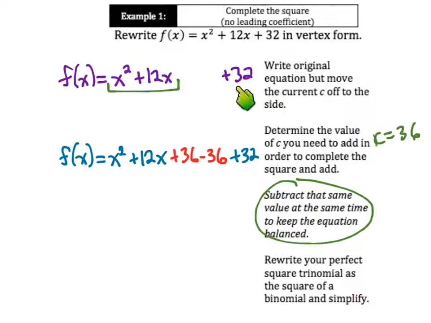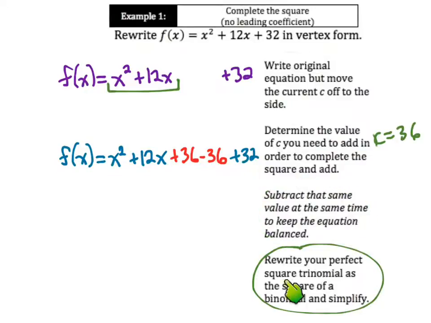And I can't forget my little plus 32 from up there. Okay, so I still have the same equation. It's looking kind of ugly, but I have a reason for it. Now, I can rewrite my perfect square trinomial as the square of a binomial and simplify it. This is what you learned to do the other day. Because if you look, right there, I have my perfect square trinomial. And then this stuff I just have to simplify.